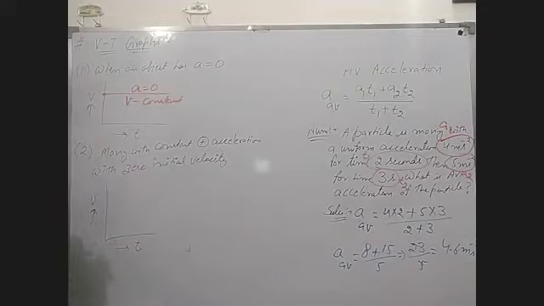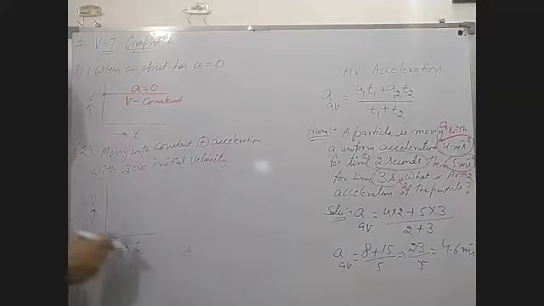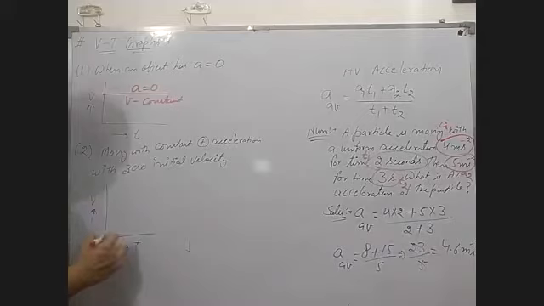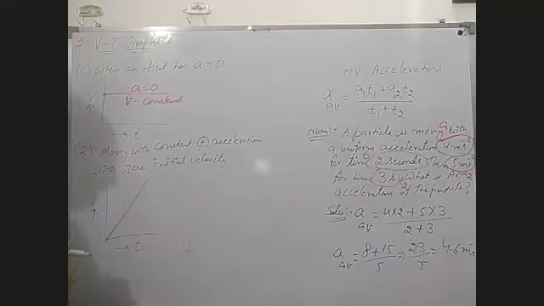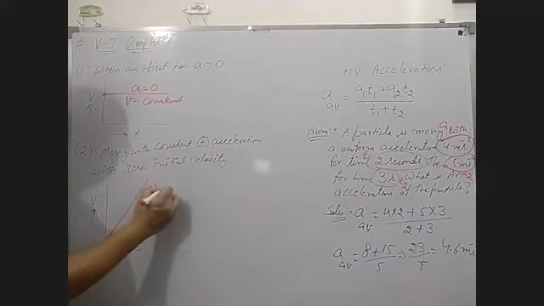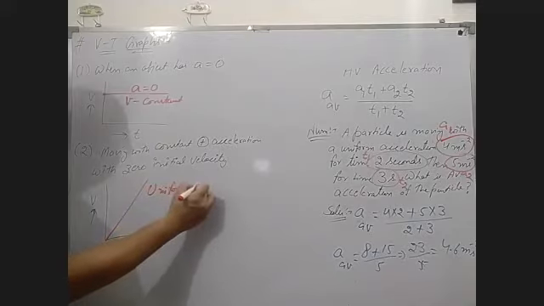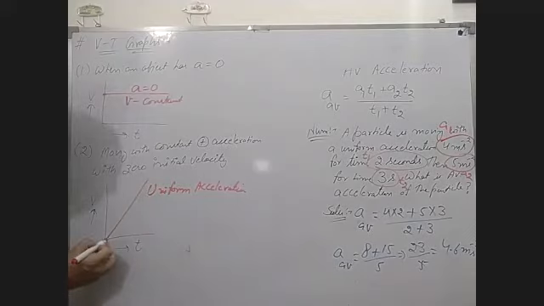In this case, if acceleration is constant, it means the velocity and time ratio is always constant, meaning equal change in velocity in equal time intervals. Then you have to draw a straight inclined line graph here. Okay, this is the case of constant acceleration or uniform acceleration, and initial velocity is 0.